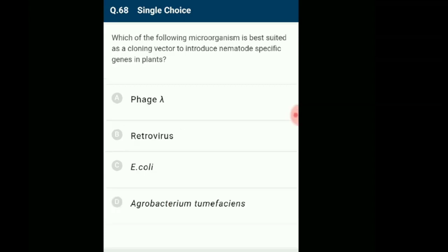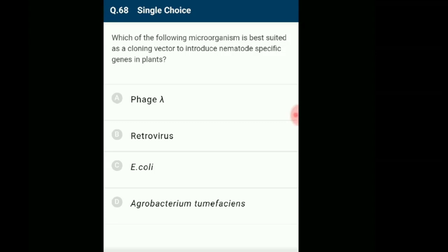Question number 68. Which of the following microorganisms is best suited as a cloning vector to introduce nematode-specific genes in plants? Agrobacterium tumefaciens is a rod-shaped gram-negative soil bacterium. It inserts a small segment of DNA known as tDNA, for transfer DNA, from the plasmid into the plant cell, which is incorporated at a semi-random location into the plant genome, which causes the plant cells to become cancer cells and produce specific compounds called opines, which the bacterium utilizes as the carbon source.